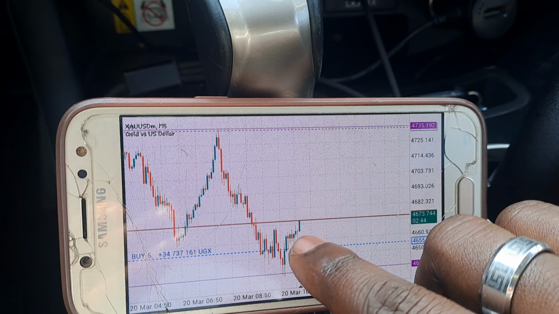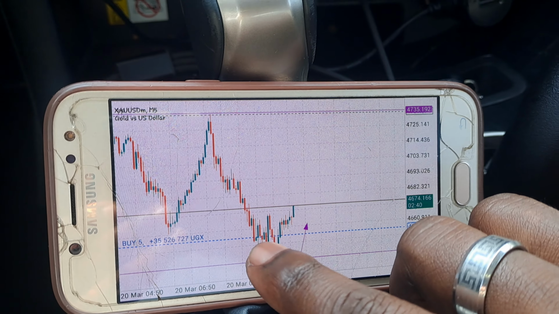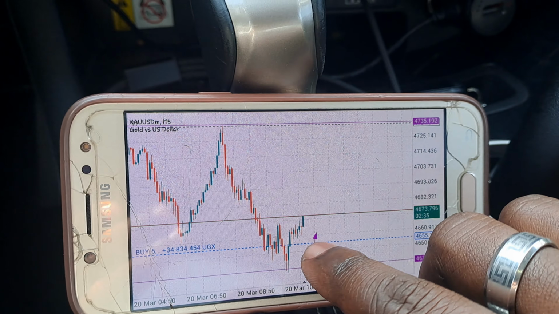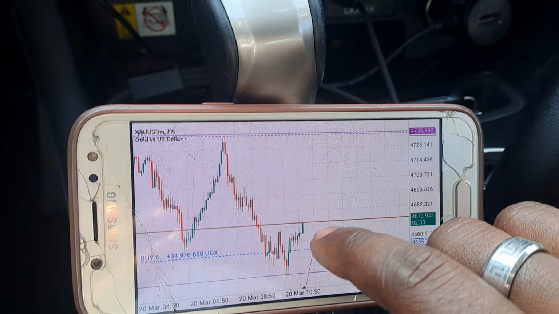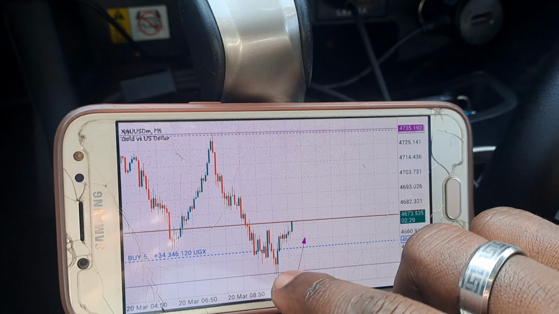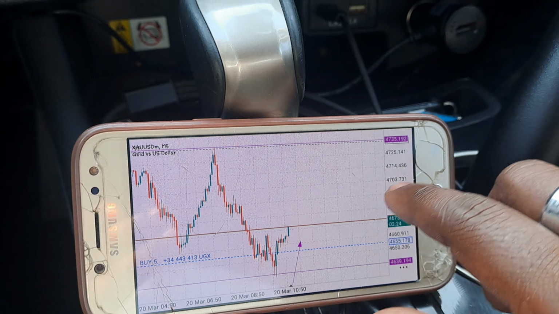So if price can reject back, there's this shoulder here, and there's this head. If price can come back to this shoulder, we can get a confirmation and enter another entry. But if it just continues, well and good. So far price is running like 200 pips in profit.